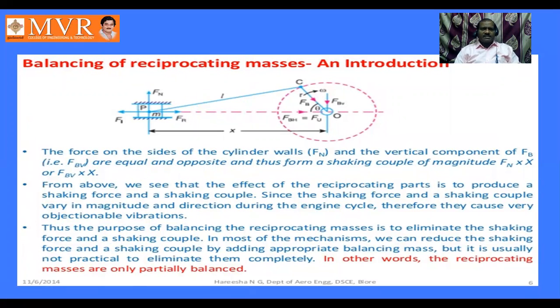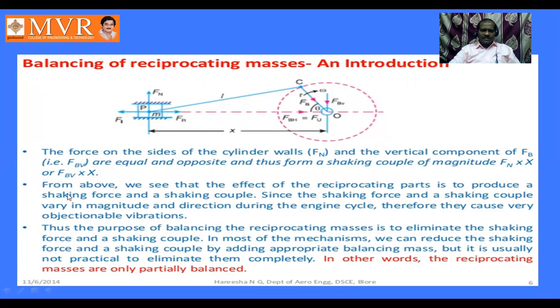Next, balancing of reciprocating masses and introduction. If you observe, the same notations are there. The force on the sides of the cylinder walls, Fn, and the vertical component of Fb are equal and opposite, and thus form a shaking couple of magnitude Fn into x or Fbv into x. Here x is the perpendicular distance, so Fbv into x.